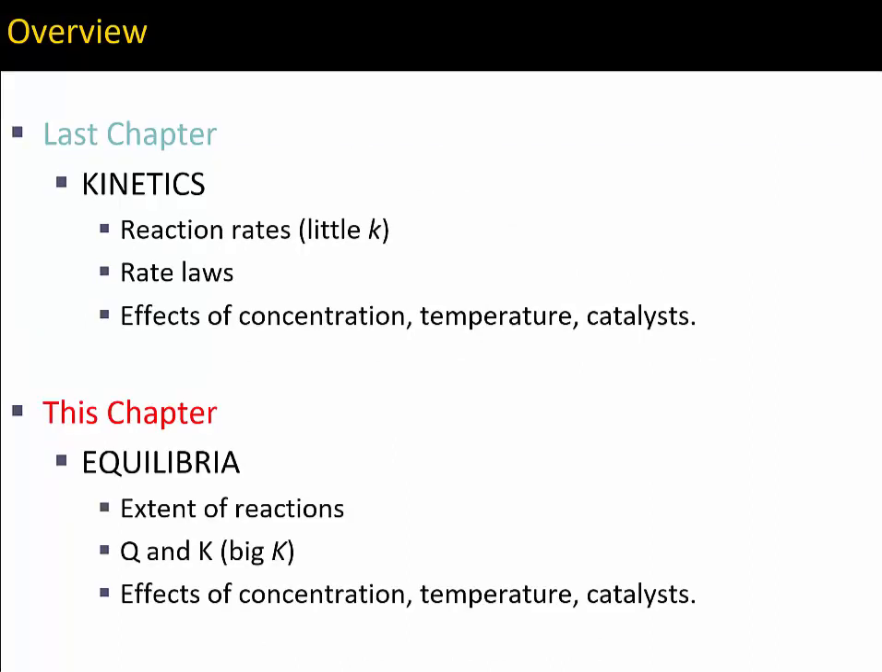Let's look at our overview. Our last chapter, we talked about kinetics. We looked at reaction rates. Right? So we had that little k, our rate constant k. We looked at our different rate laws, and we saw how concentration, temperature, and catalyst affect how fast a reaction will go. This chapter on equilibria is about the extent of reactions.